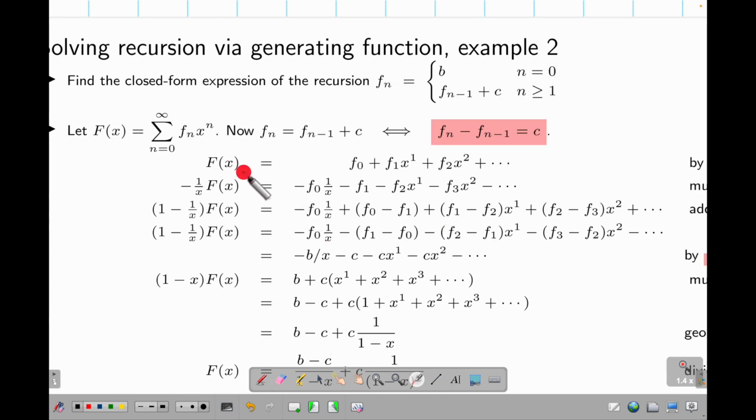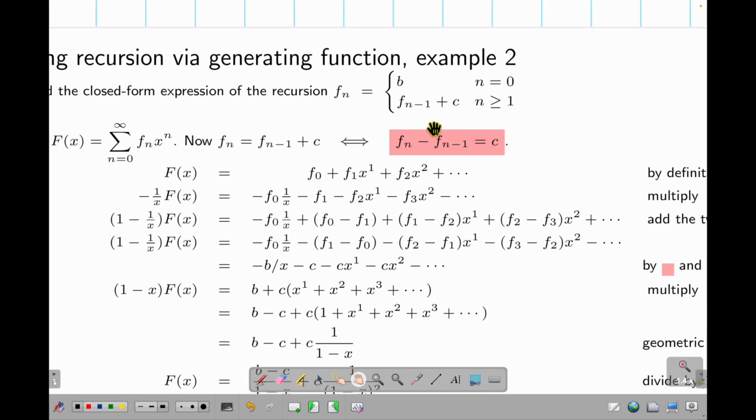Same as before, we first let f(x) equal to this power series: f0, f1 x, f2 x squared, and so on. What's the next step? We are going to make use of the definition to get the red box. What's the red box? The red box basically means we want an expression relating the constant and fn. From the definition, we have this. I move the f(n minus 1) to the other side, and it gives me this red box.